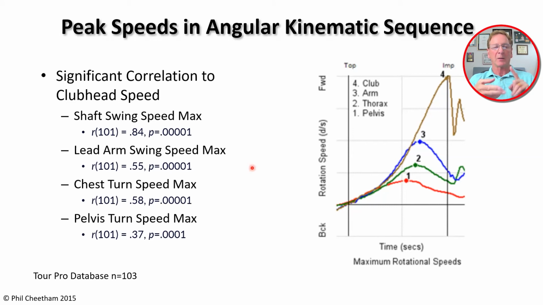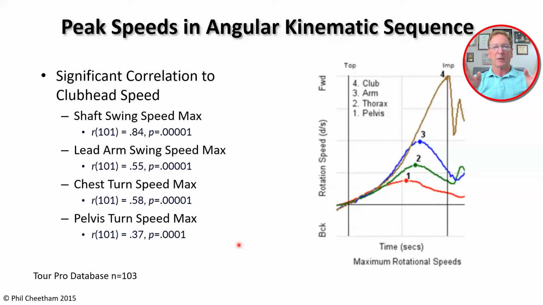Now, we can go back along the body even further, to chest turn and pelvis turn. Both chest turn maximum speed and pelvis turn maximum speed still correlate to club head speed. Pelvis turn a little bit less, only 0.37, whereas chest is 0.58. But that's pretty cool because that means, all things being equal, and whether you got your sequence correct and whether your technique is correct, generally speaking, a higher pelvis turn speed and a higher chest turn speed are going to result in a higher club head speed.